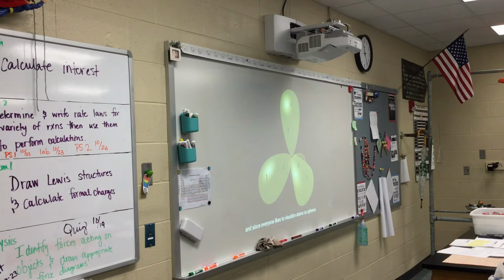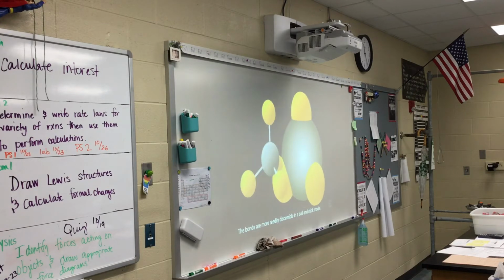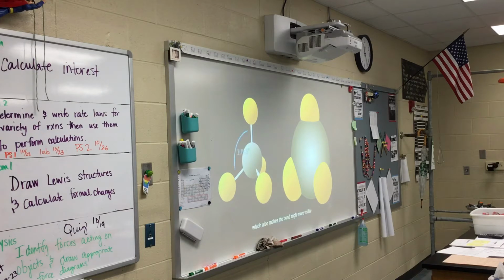And since everyone likes to visualize atoms as spheres, we can do the same. Here is our carbon atom, and here are the hydrogens with the overlapping spheres, indicating the overlapping orbitals that constitute the bond. The bonds are more readily discernible in a ball and stick model, which also makes the bond angle more visible. Since all 4 sp3 orbitals are equivalent, each bonding orbital repels the others with equal force, resulting in identical bond angles. The bonds in hybridization also have their own nomenclature. The overlapping orbitals are called sigma bonds, which represents the single bond occupied by a single pair of electrons.